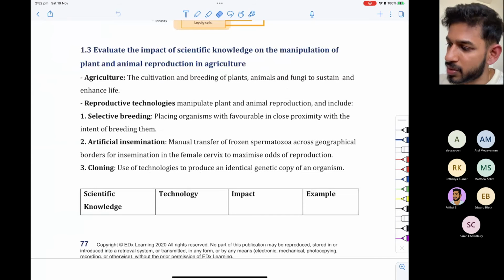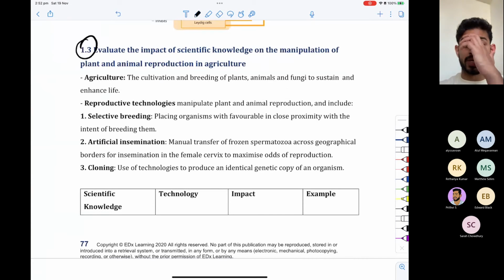We'll come back to this dot point. This is just about how we used our understanding of reproduction genetics in agriculture. Come back to this dot point.